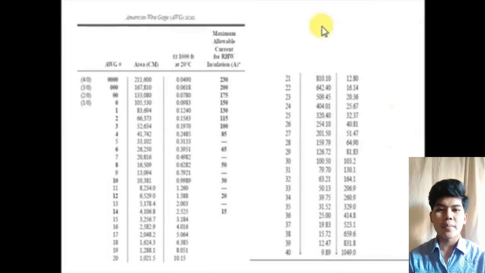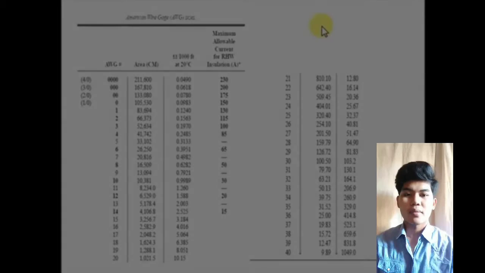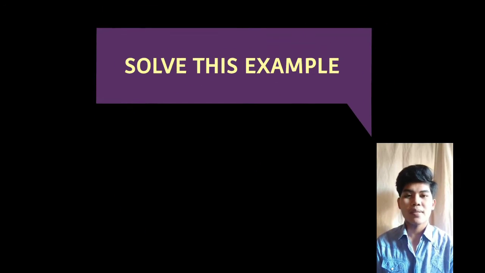So this is the table of American wire gauge sizes ng mga wire kung saan nakagiven ang mga designated area ng bawat wire gauge na yan in circular mil at yung resistance niya per 1,000 feet. At para mas maintindihan natin kung paano ba gamitin yung table kanina, try to solve this example.